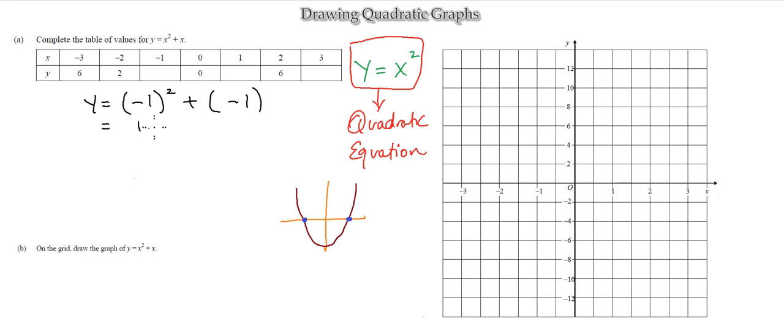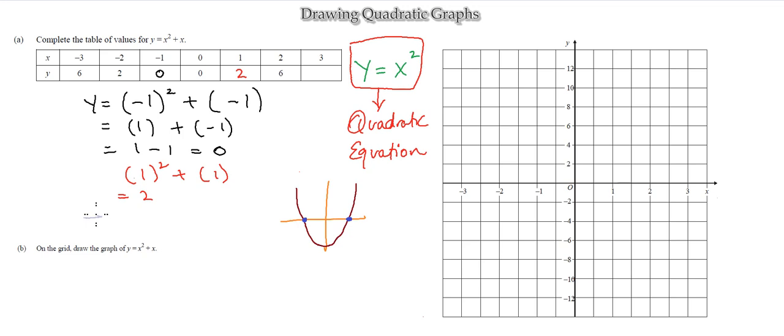So let me just write that down. Minus 1 squared is 1, plus minus 1. So 1 plus minus makes a minus. So that's 1 minus 1 equals 0. So when x is minus 1, y is 0. When x is 1, so 1 squared, that's for this one, plus 1. So 1 squared is 1, plus 1, 2. So that's 2. And finally the last one, when x is 3.